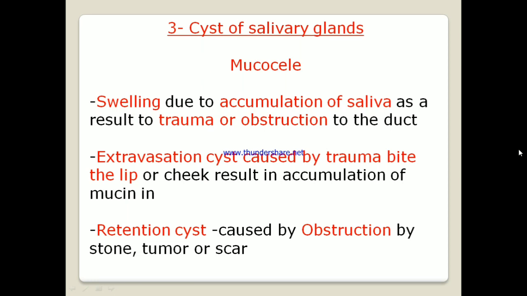Cyst of salivary glands. Mucocele: swelling due to accumulation of saliva as a result of trauma or obstruction of the duct. Extravasation cyst is caused by trauma, such as biting the lip or cheek, resulting in accumulation of mucin. Retention cyst is caused by obstruction by stone, tumor, or scar.